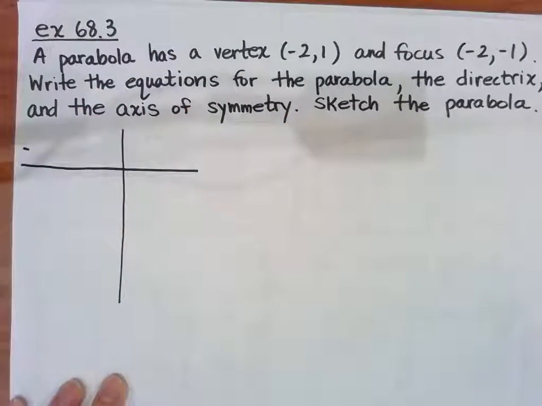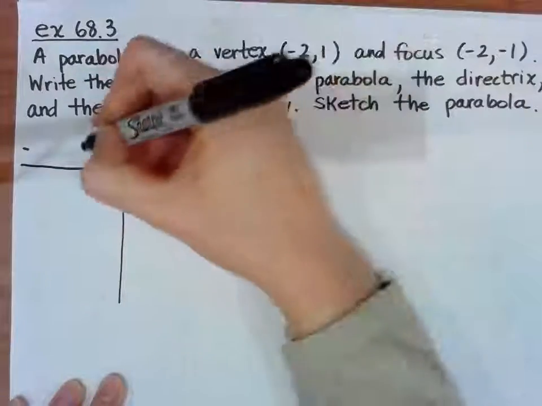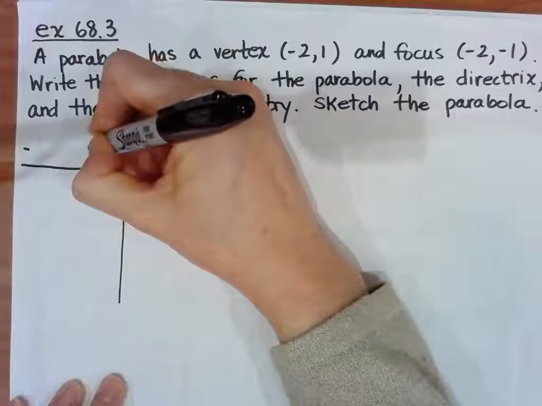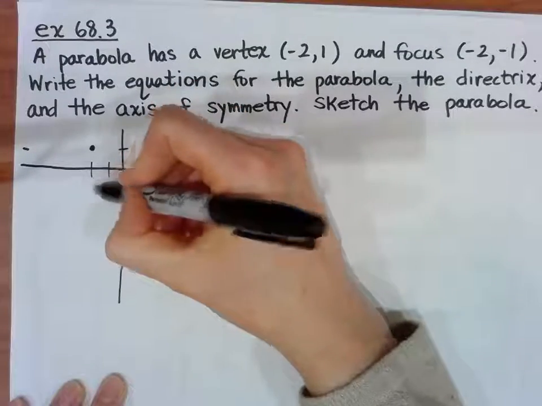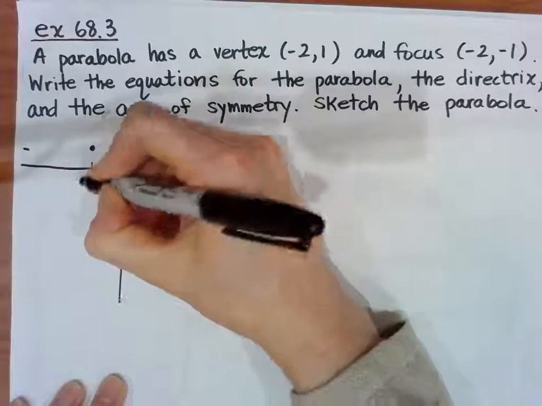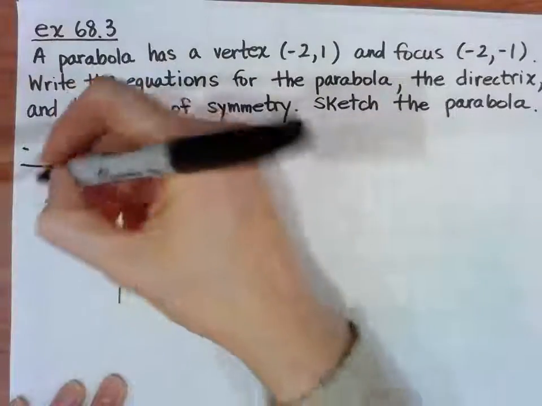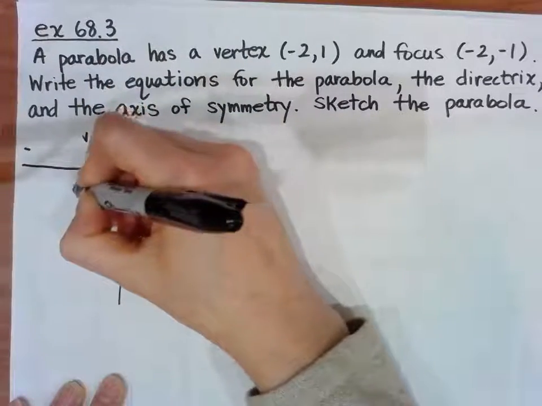Okay, let's see here. So we've got a vertex of negative 2, 1. That's the vertex. We've got a focus of negative 2, negative 1. So this is the focus. Okay, this is the vertex V, this is the focus. I'm going to just put F so we can keep track.